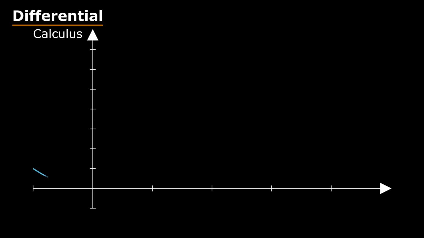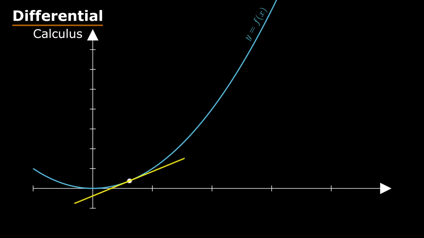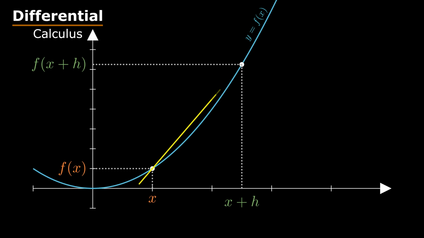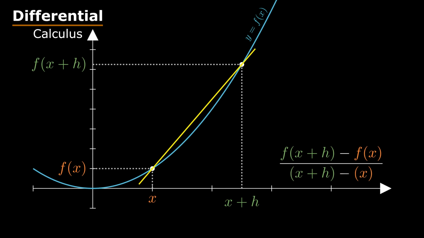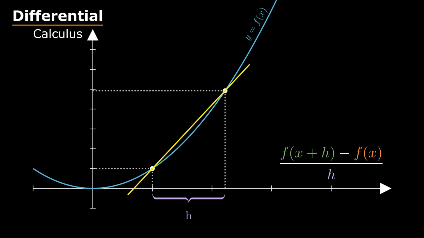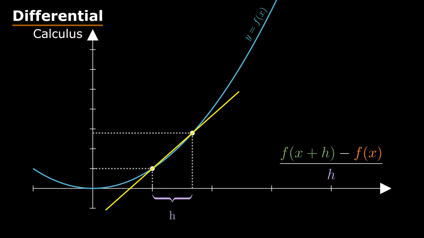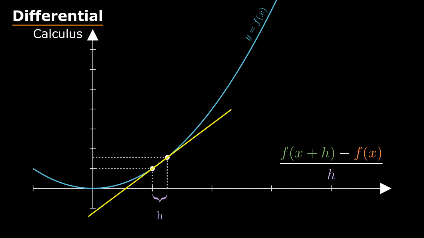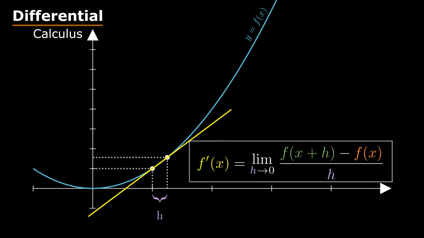But how can we find the slope of a curve? We take a similar approach of taking 2 points on the curve, then calculate the rise over run. But we decrease the value of h to get a more accurate value for the slope. The idea is that we take the limit of h going to 0, and we are left with the slope of the tangent at this point. This process of finding the slope is known as differentiation, where this equation is known as the derivative.